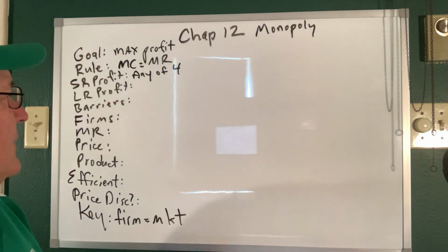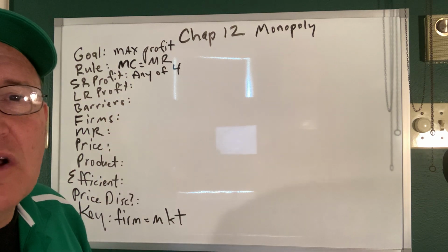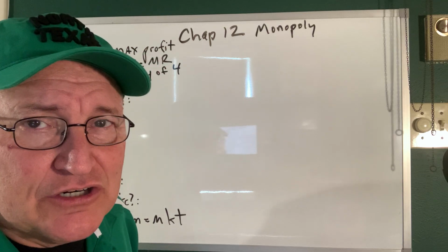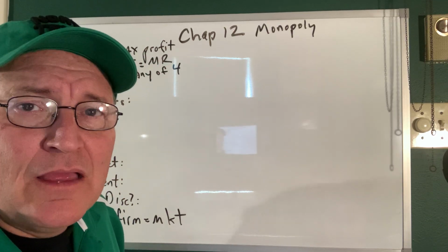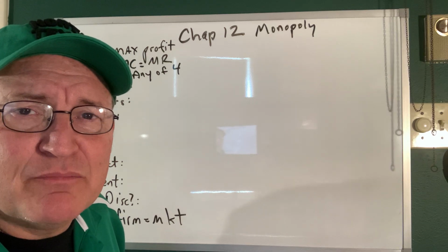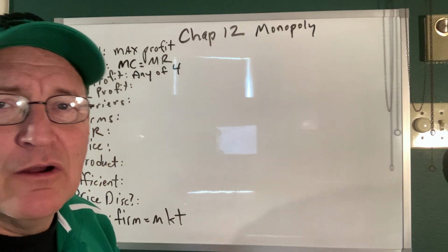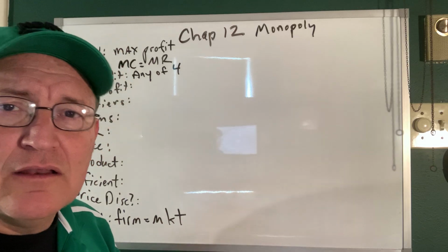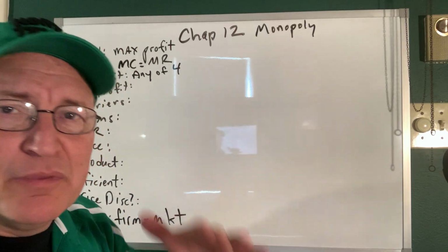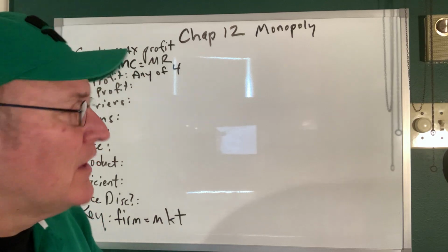The next, in terms of long run profit, you'll recall that in a perfectly competitive market structure, the long run profit is zero economic profit. In the very last video from the last chapter, I explained how, as firms join in to the market and the supply curve shifts, it basically competes the price down to zero economic profit.